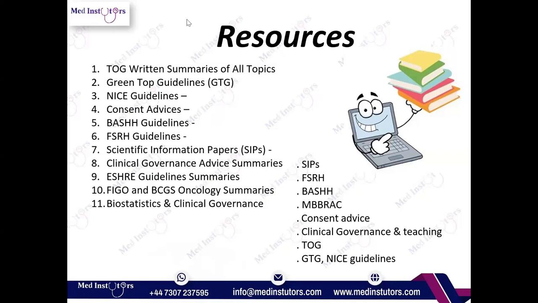Green-top guidelines, again, nice guidelines. Consent advice, BASHH guidelines. FSRH guidelines are for contraception. Scientific impact papers, clinical governance and advice summaries. ESHRE guidelines are the European guidelines for infertility. FIGO and BGCS oncology summaries, biostatistics, and clinical governance.